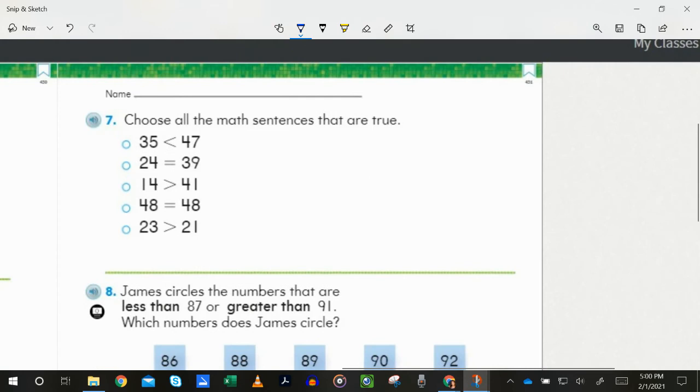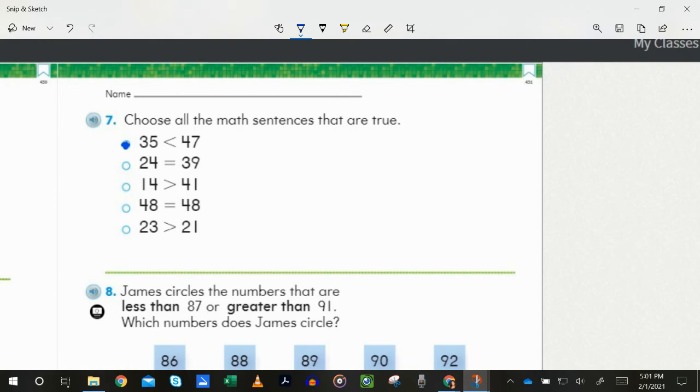Let's come over here at number 7. So we're choosing the sentences that are true. Crocodile, what's he doing? He's eating 47. That is the right choice because 35 is less than 47. Are 24 and 39 equal? No. So we're going to leave that one alone.